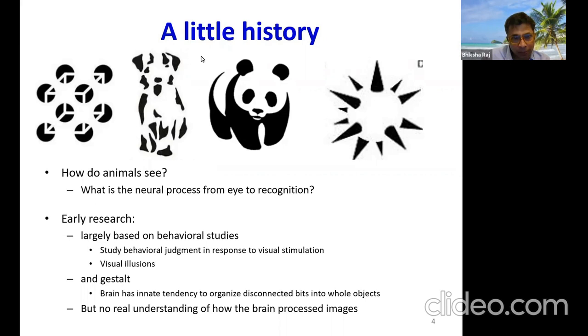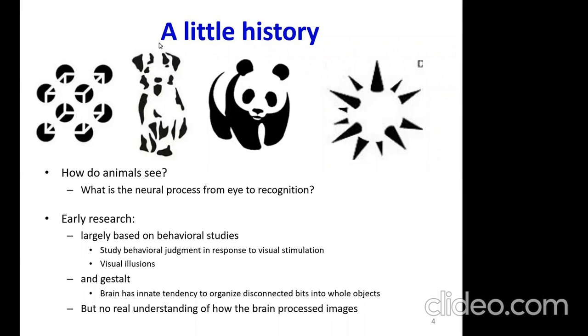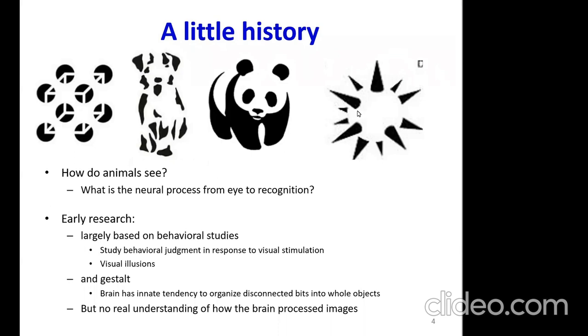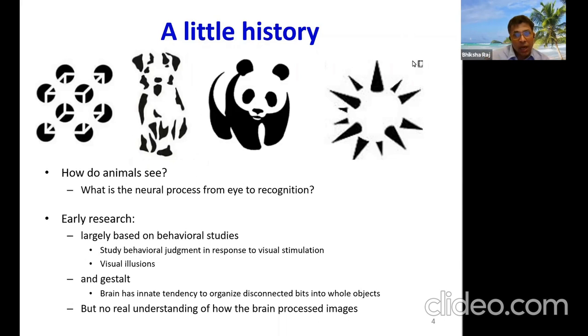How many of you see a cube in this figure? Anybody see the cube here? Yeah. And what's this? A dog. And this one? Panda. And this is a ball with spikes. And yet, none of these figures actually has these patterns. This figure is just a bunch of Pac-Man figures. This is a bunch of black patches. There is no sphere in this figure. You only have the cones. Your brain filled in the remaining information to create impressions of objects that were not really there in the figure.